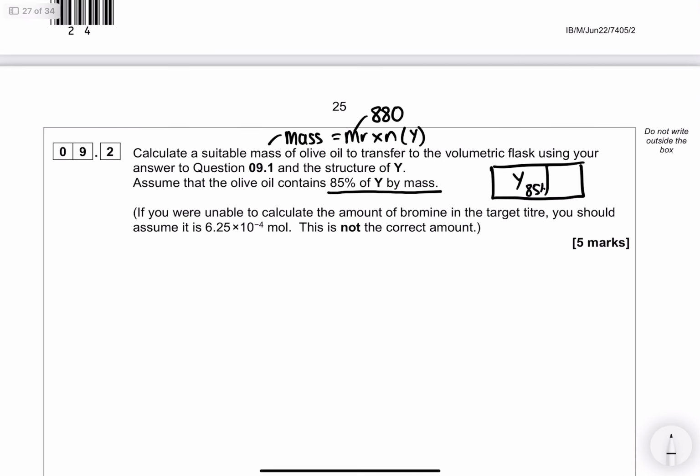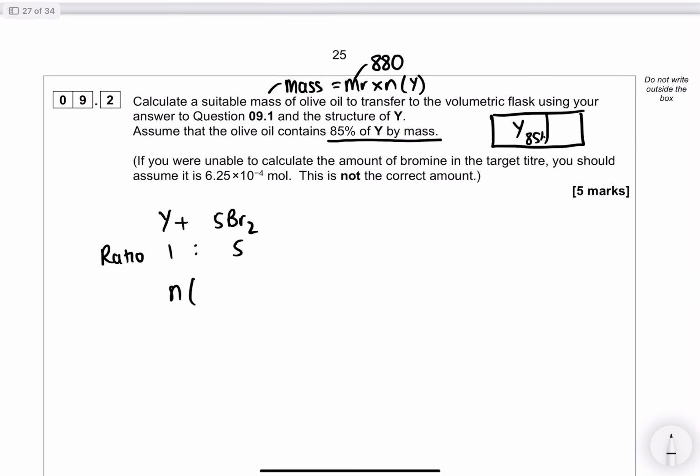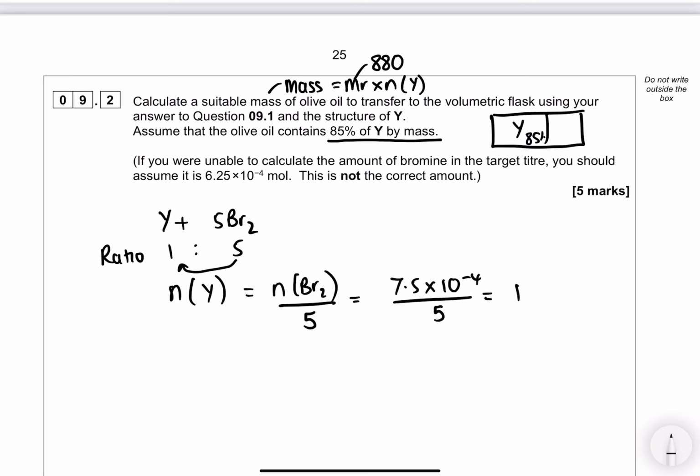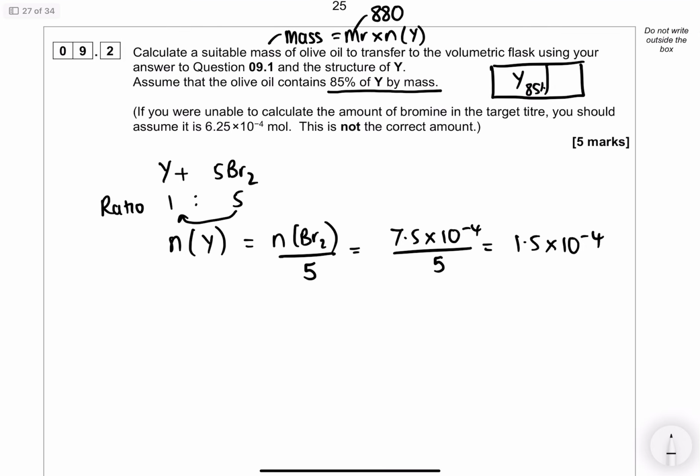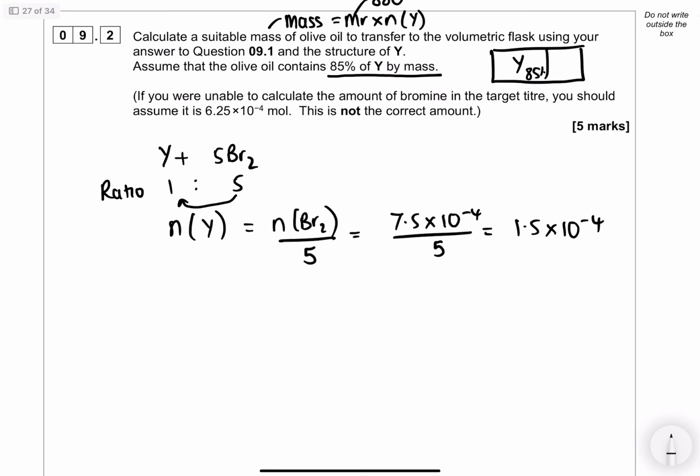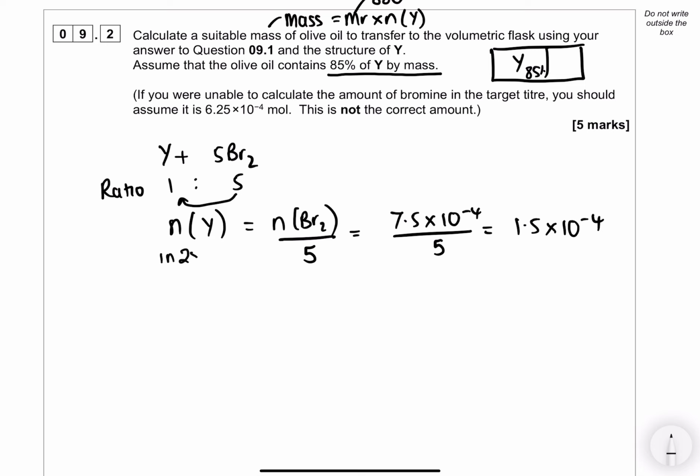We're going to need to find what the whole oil weighs by scaling up to 100%. So the first thing we need to remember is that our Y would react with 5 bromines, because there was 5 double bonds, so our ratio is 1 to 5. So we're going to take our number of moles of bromine from the previous part, and divide it by 5 because we're going from 5 to 1. So we take 7.5 times 10 to the minus 4 and divide that by 5 on our calculator. That would be the number of moles of Y, but that's in our 25 centimetres cubed.